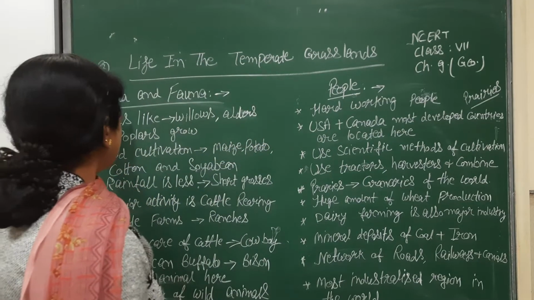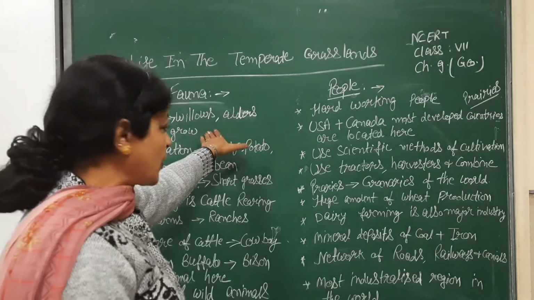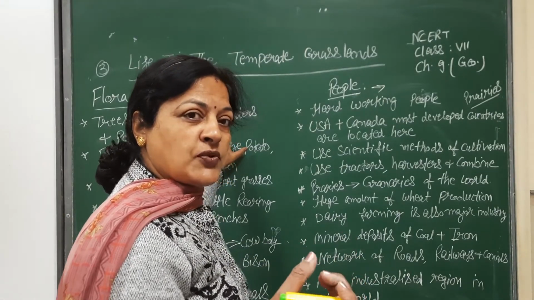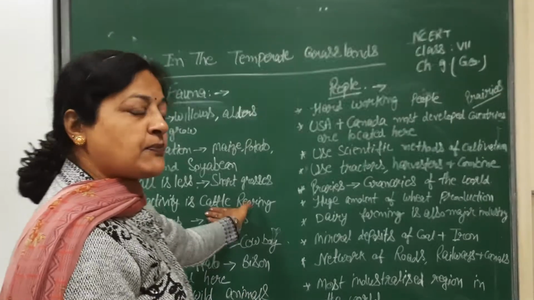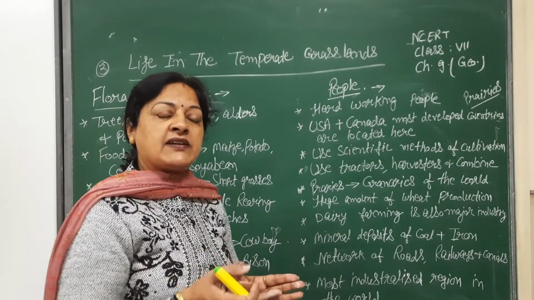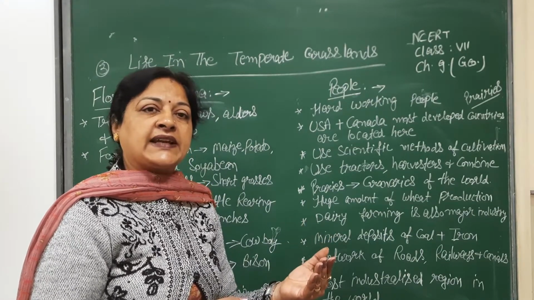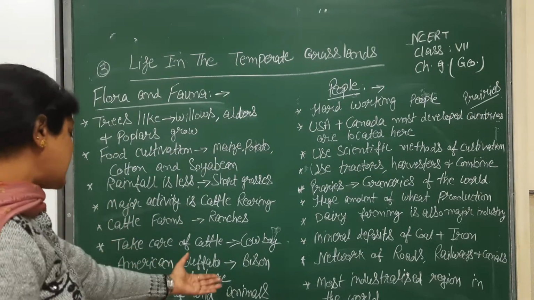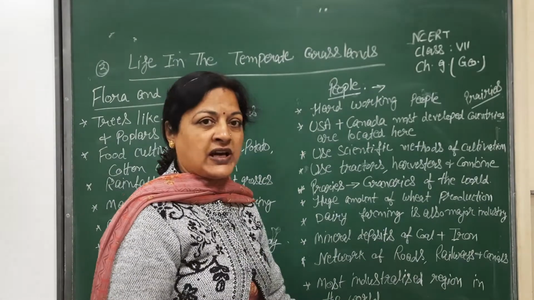So we have seen that in flora and fauna, trees like willows, alders and poplars are grown in this area. Due to scanty rainfall, only small bushes or small grasses are grown here, and the major activity of the people is cattle rearing. The places where cattle are reared are known as ranches, and the person who looks after the cattle is known as a cowboy. Hunting of wild animals is also done, and rabbits, gophers and prairie dogs are found here.